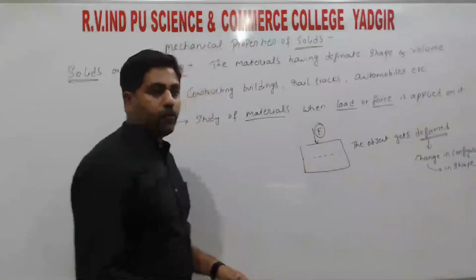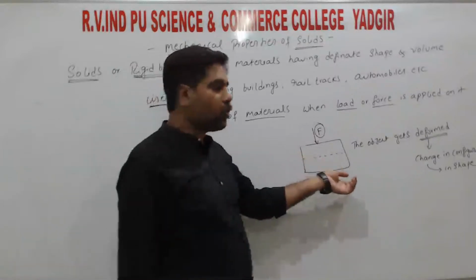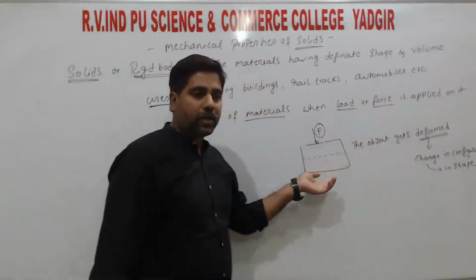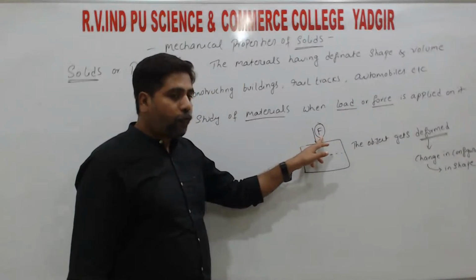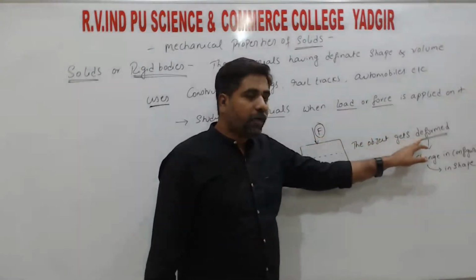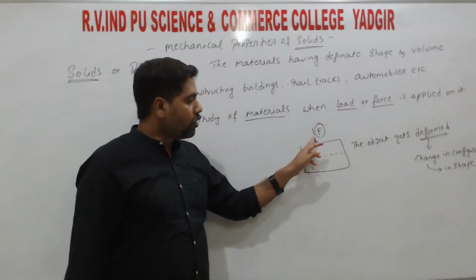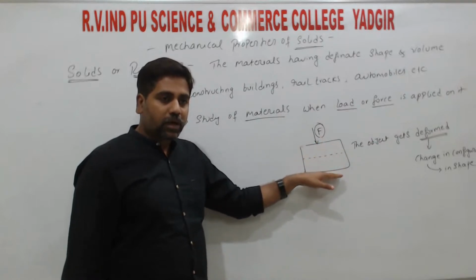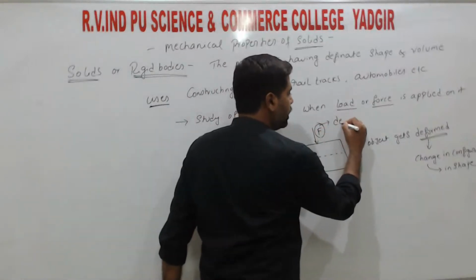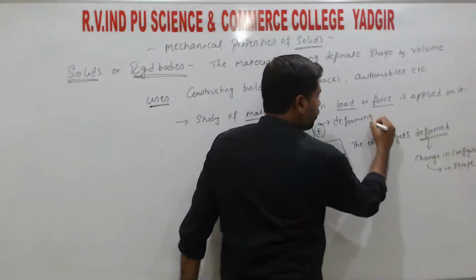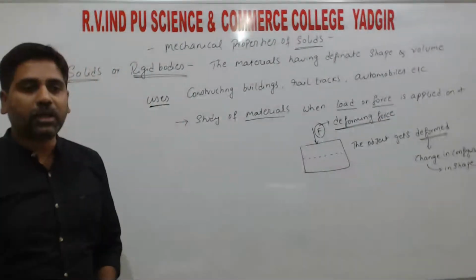So when we apply force to any solid, the shape of the object changes. That means the object gets deformed. So the force which is responsible for the deformation of the object or deformation of the body, right? If any force is changing the shape of the object, that force we call as deforming force, right? So these are the particular words which we are using in this chapter.